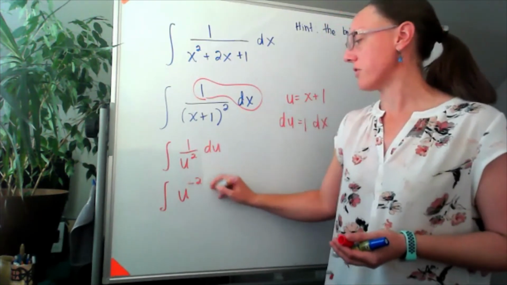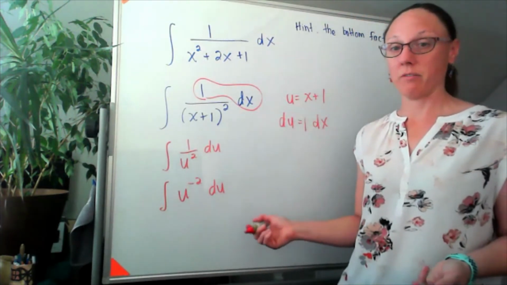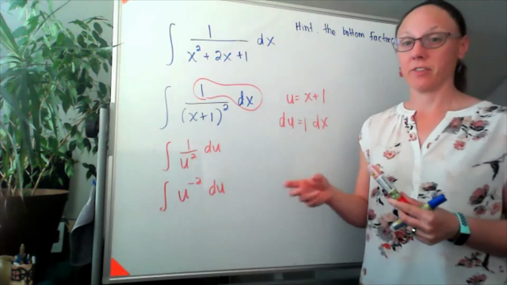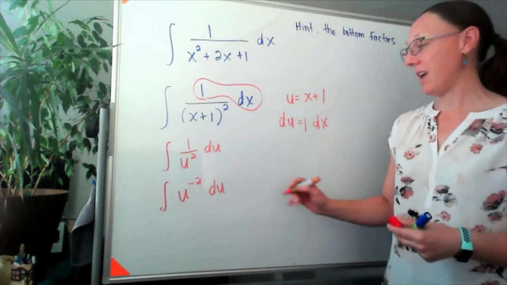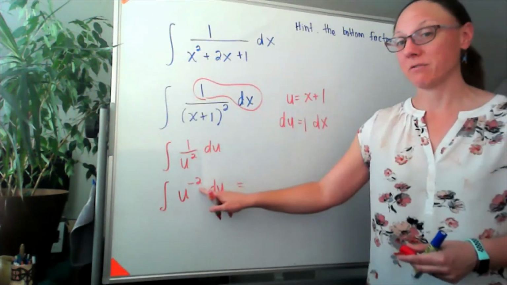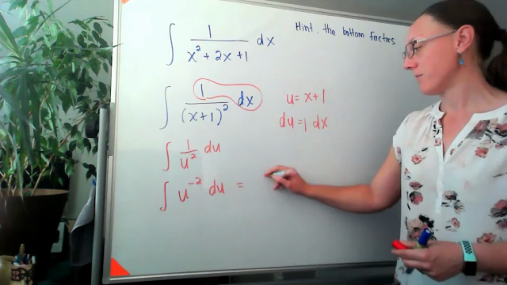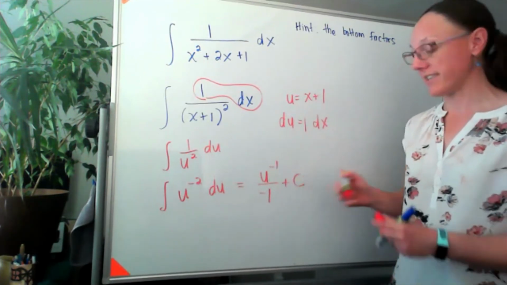u to the negative 2 du. Now if I find the antiderivative, I do have something raised to a power, which means I can add 1 to that exponent. When I add 1 to negative 2, I get negative 1. So I'd have u to the negative 1 divided by negative 1 plus a constant.